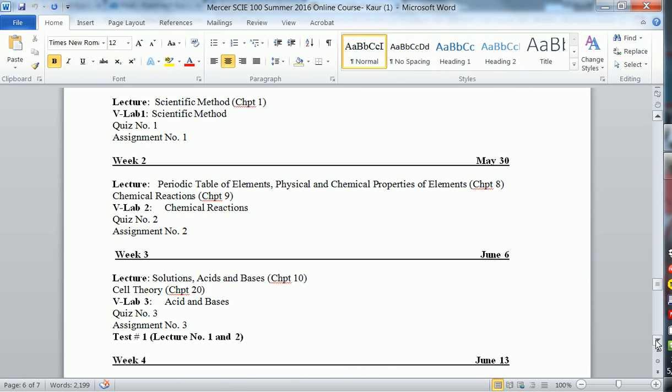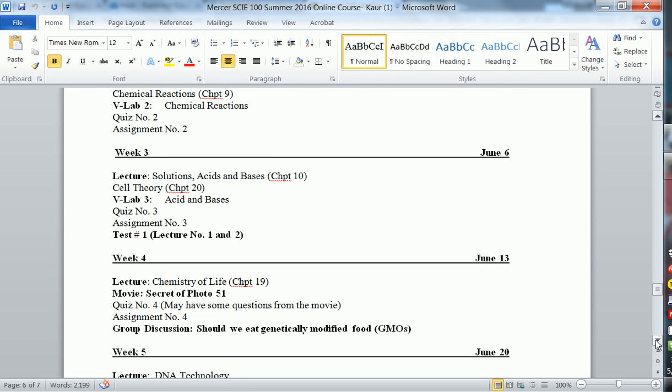Moving to week number 3, we will be talking about acids and bases, and the lab in week number 3 is also about acids and bases. In week number 3, we will also be talking about cell theory. We will be talking about animal and plant cells. We will be taking a tour of the cell, and we will be talking about different organelles or different compartments inside the cell. So we will be talking about different kinds of cells.